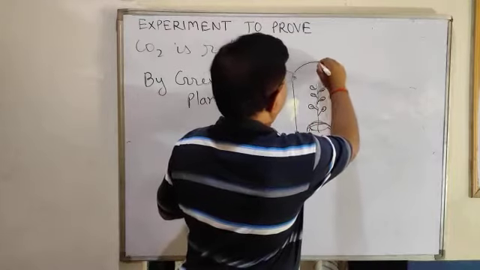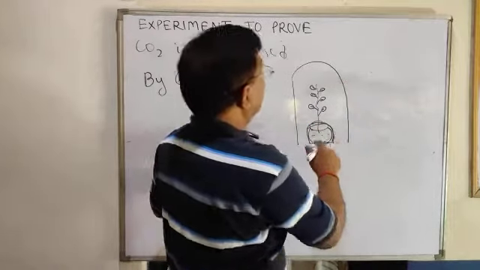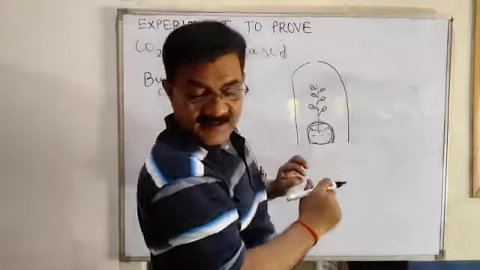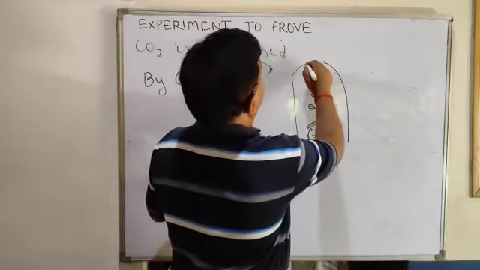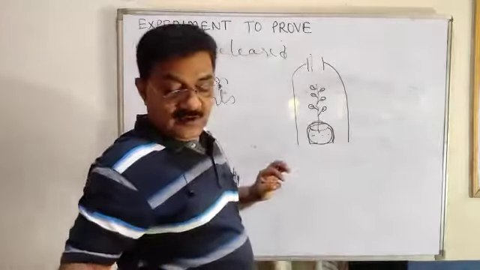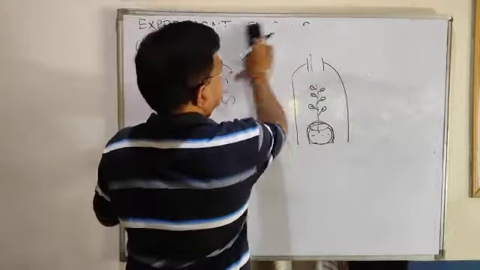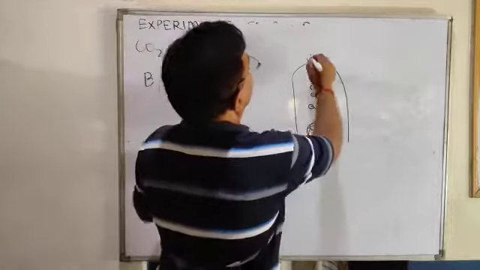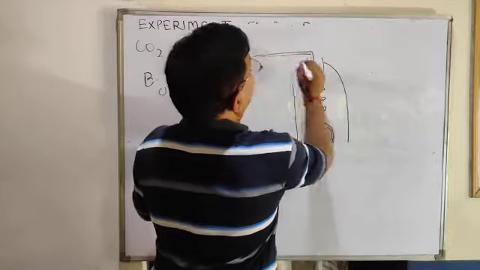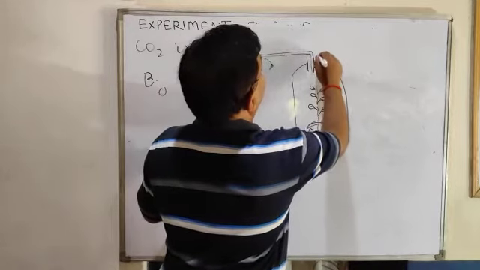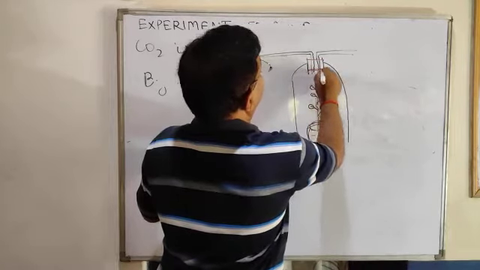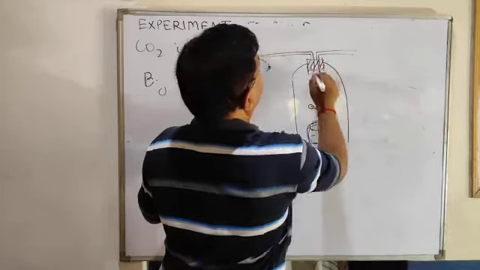Bell jar means a jar shaped like a bell. Put the bell jar, and here you can see there is space, and let two tubes come out. One tube is coming out this side and another tube this side. Two tubes are coming out. Now make it airtight.